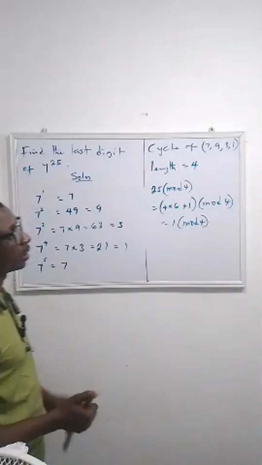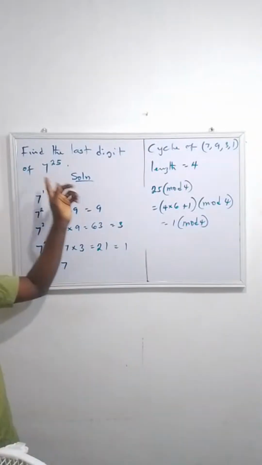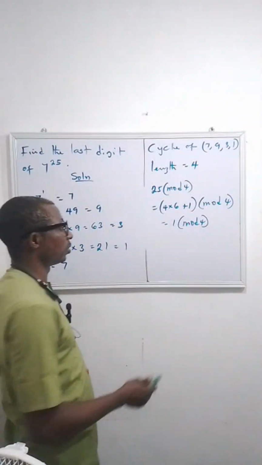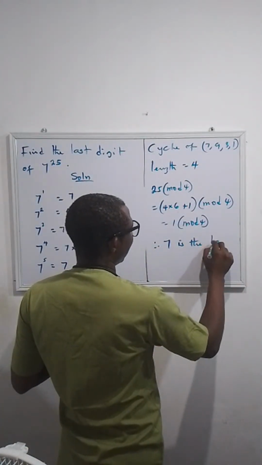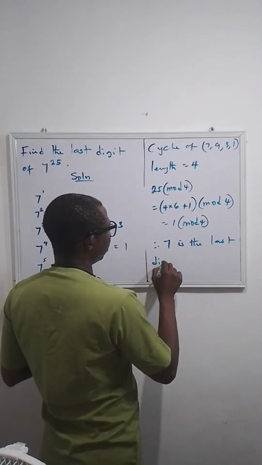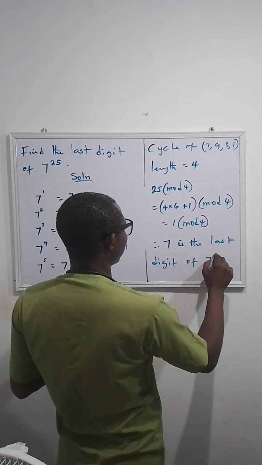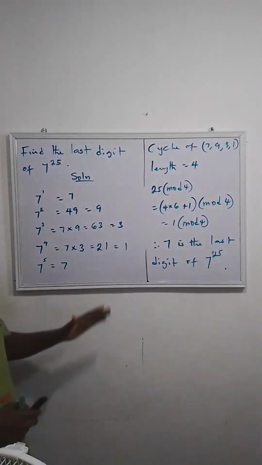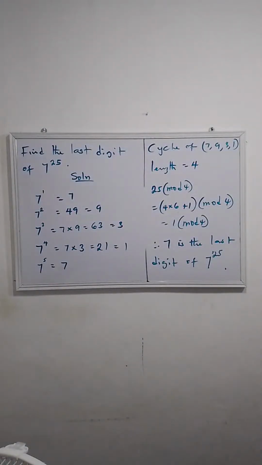Okay, so now one of these digits is the last digit for this. And we can see 1, so we pick the first one. So therefore 7 is the last digit of 7 raised to the power. So that is the answer to the problem. So I hope you all understand that. Okay, so any question, any reservation based on what we just did together?